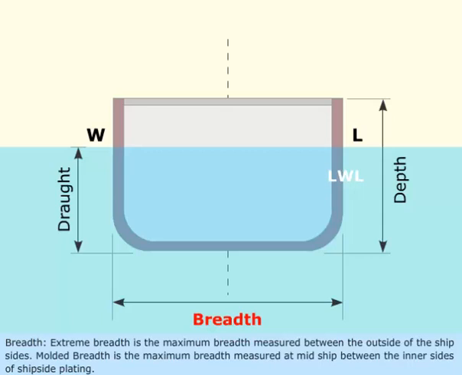Breadth. Extreme breadth is the maximum breadth measured between the outside of the ship's sides. Molded breadth is the maximum breadth measured at midship between the inner sides of shipside plating.